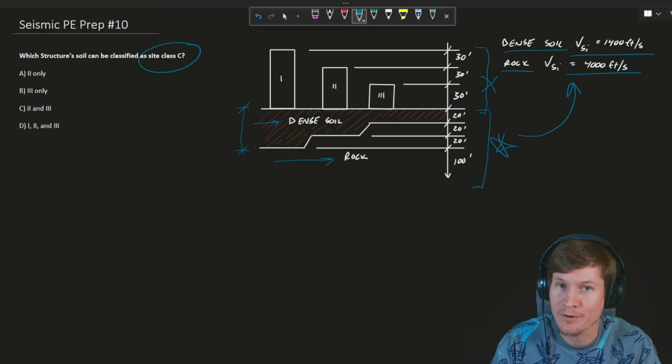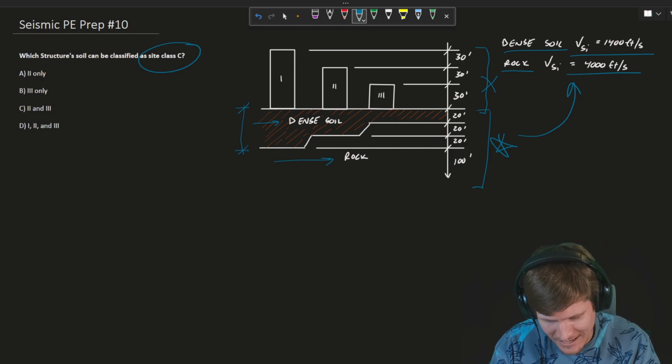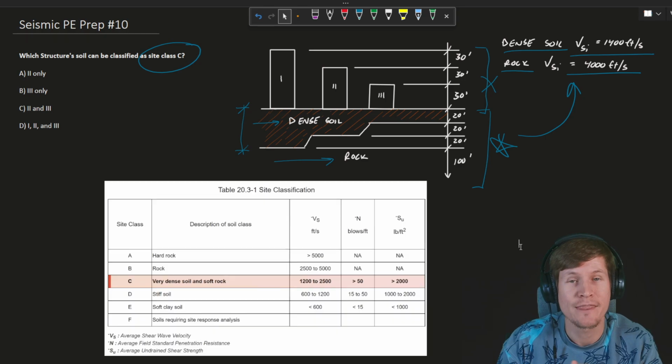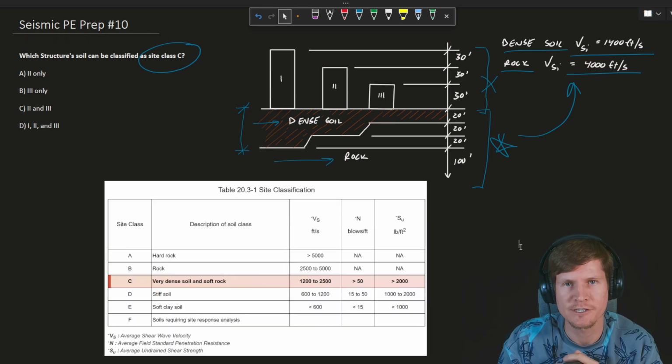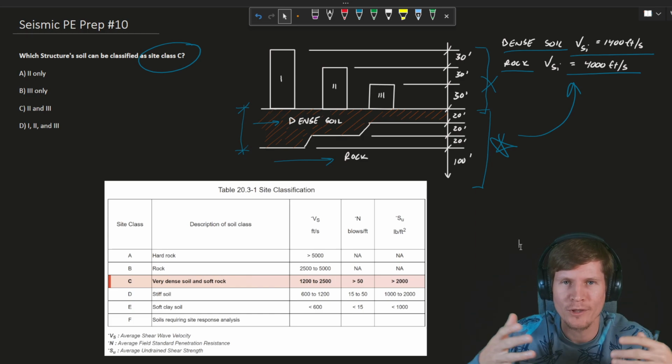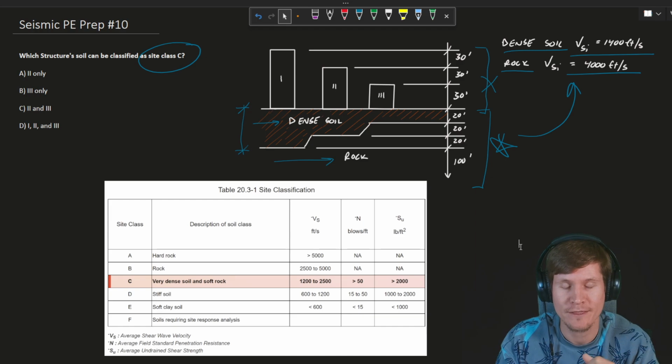It's not a big chapter, there's only 2 pages to the thing, but there's an incredibly important table within it that will get you the answer to this problem. And that would be this table right here, 20.3-1, site classification. I unfortunately didn't have a PDF version of chapter 20, so I can't pull it up in front of you here today and show you exactly what everything is.